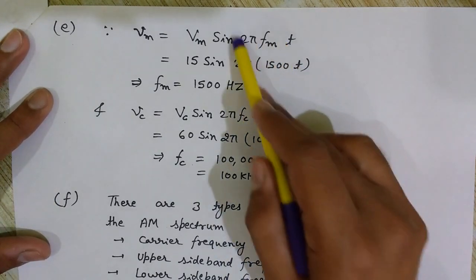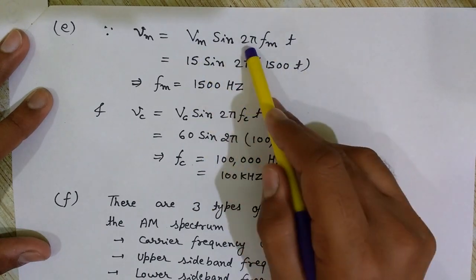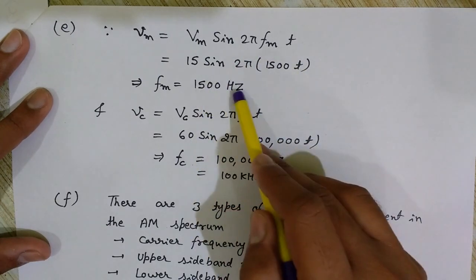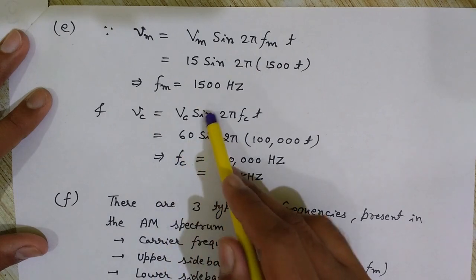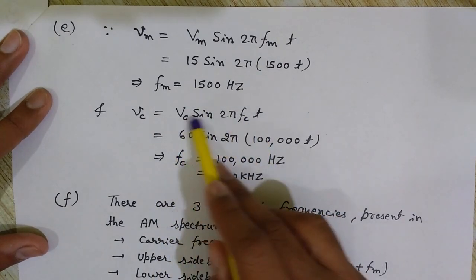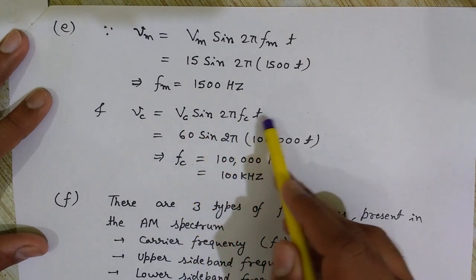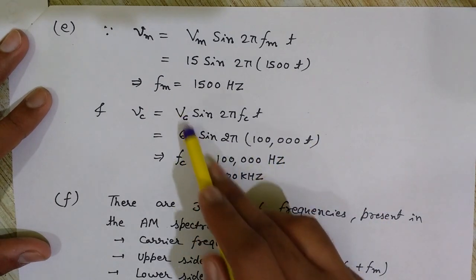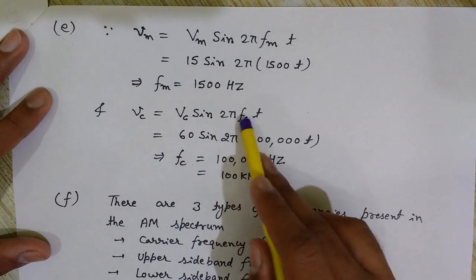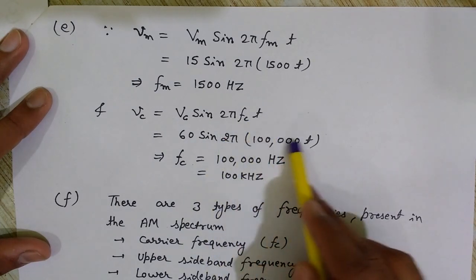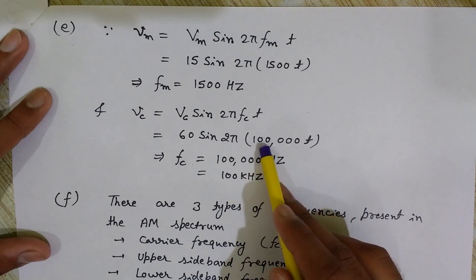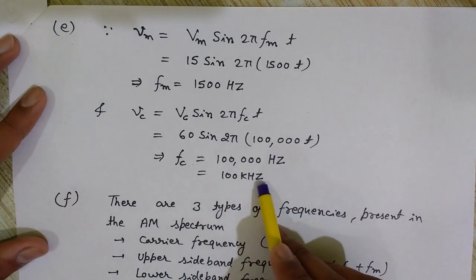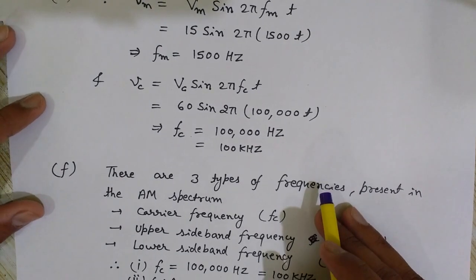This is 2πfm. 2πfm can also be written as omega t, Vm sine omega t. So omega would have been 2π1500, but here we want to find the maximum frequency. It is 1500 Hz, and exactly in the same way, this is the standard format Vc sine 2πfct for the carrier wave, and this is the equation for the carrier wave. So Vc, the maximum amplitude, is 60, and 2πfc. So in the place of fc we have 100k, 100000. So 100 kilohertz is the maximum frequency present in the carrier signal.